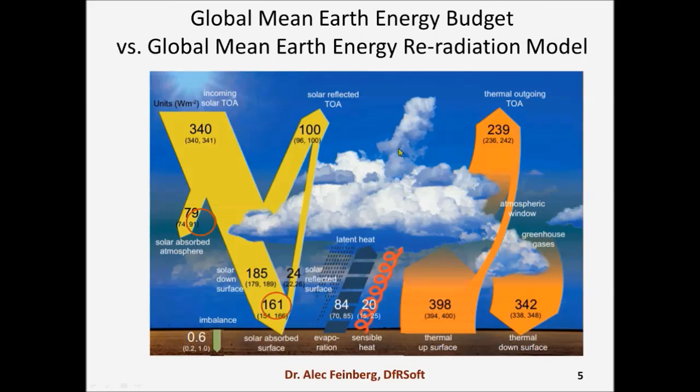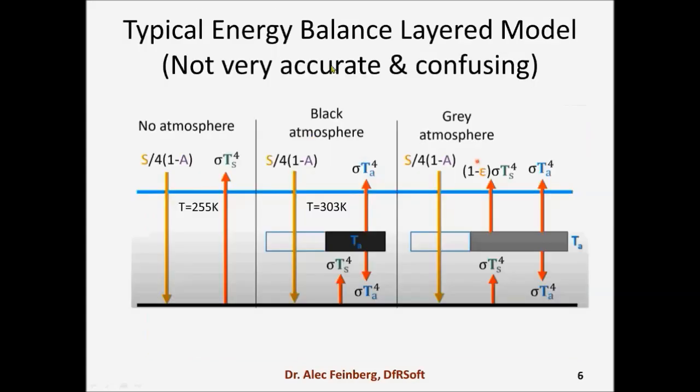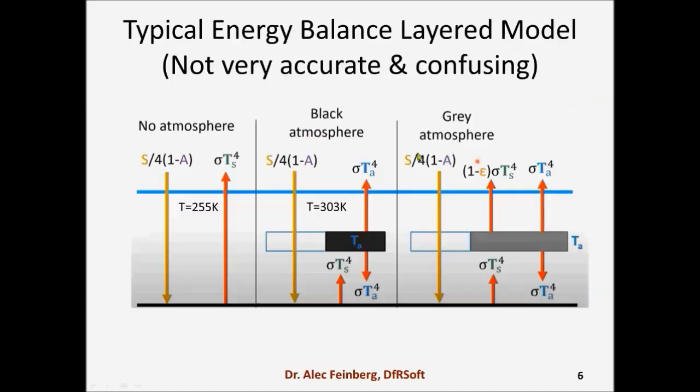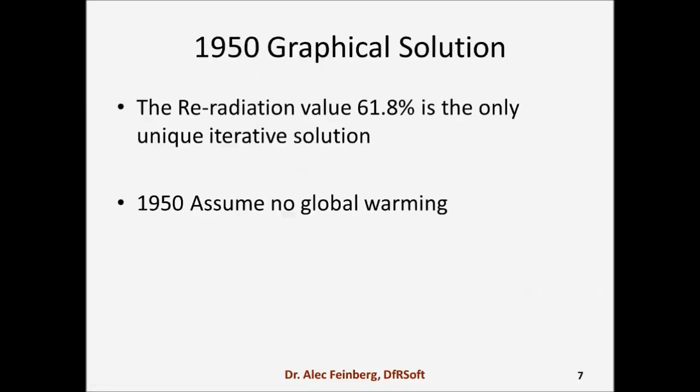So this is the IPCC diagram on the global mean Earth energy budget. It's a very good diagram. The only difference is we're going to be looking at a similar one with a re-radiation model. That's a key factor in being able to solve these problems. Some people use layered models, but they're not very accurate and can be confusing for solving problems especially.